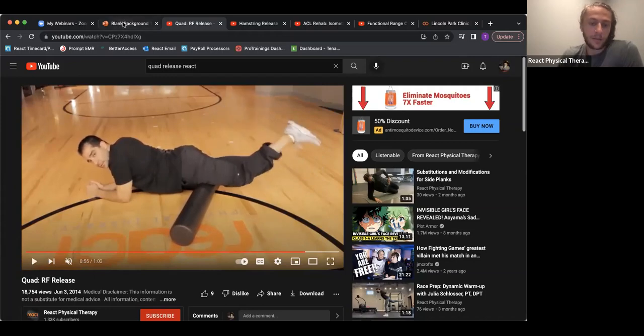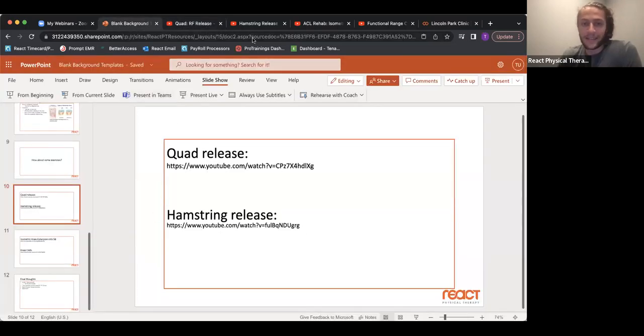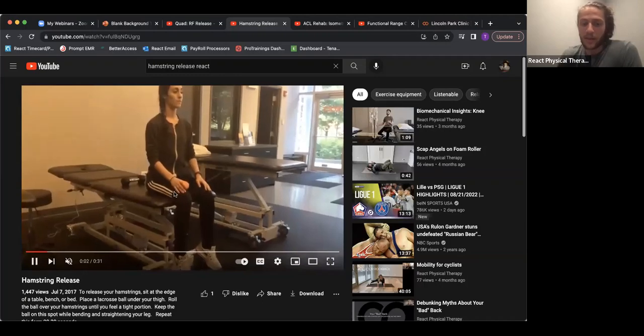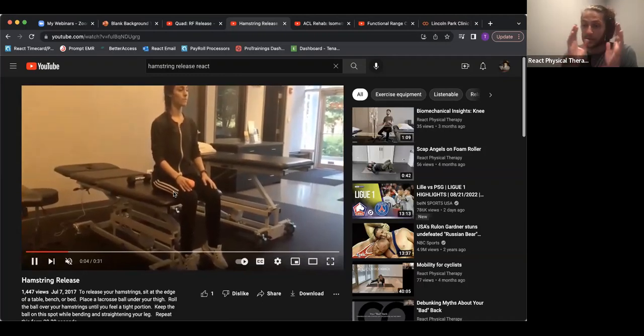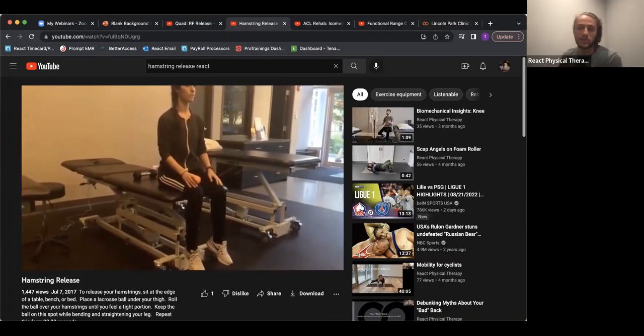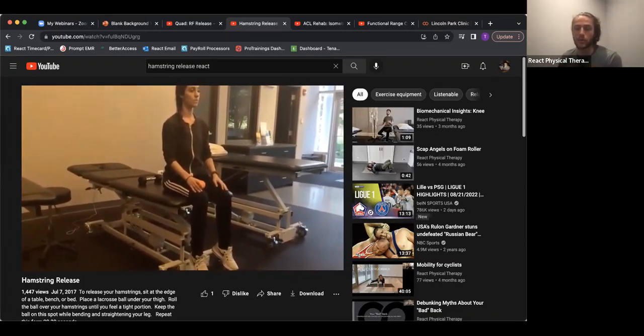So second one is the hamstring release. It's the same principle, it's just a different set of musculature. So you can see she has a lacrosse ball in her hand. She's going to place it underneath the back side of her thigh. Now you have your inside thigh muscles, that's semimembranosus and semitendinosus, or the outside ones, the biceps femoris.